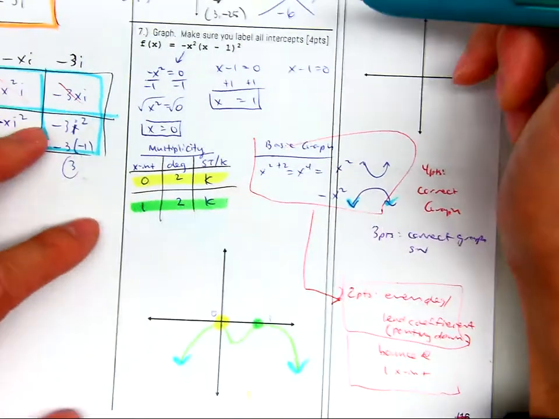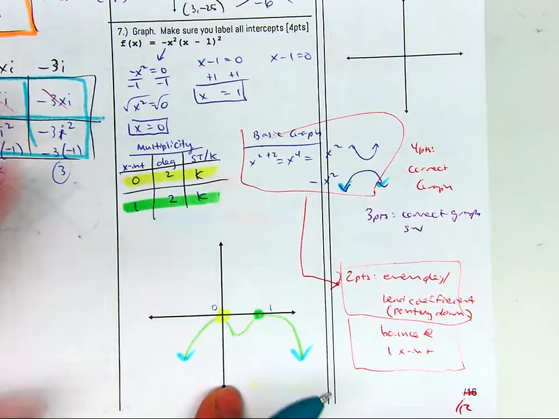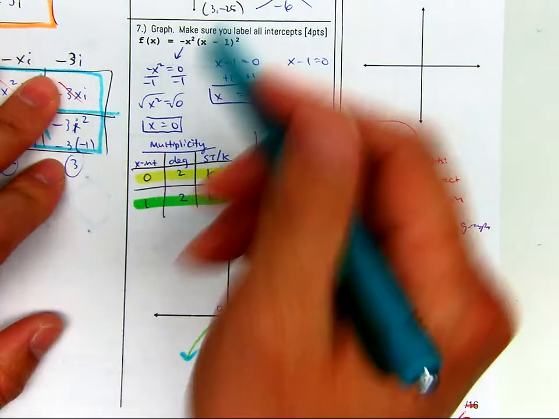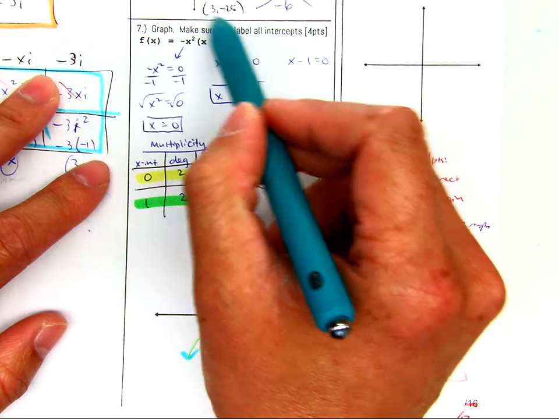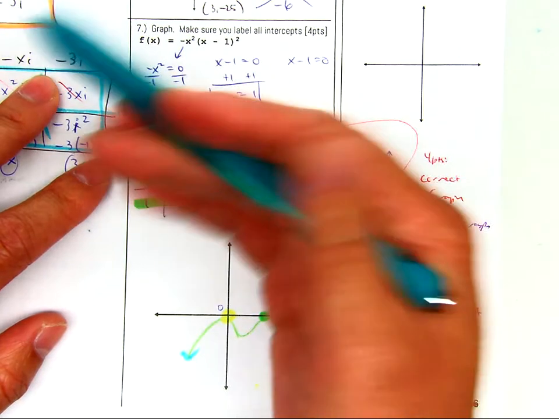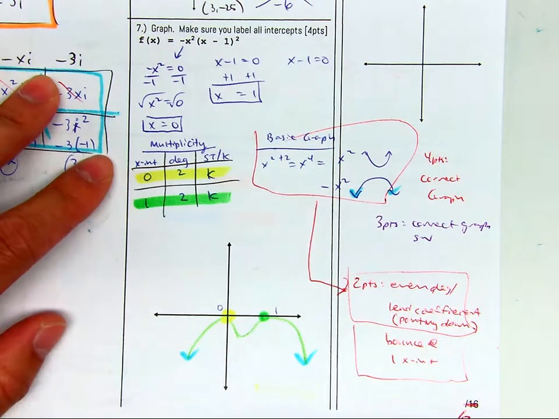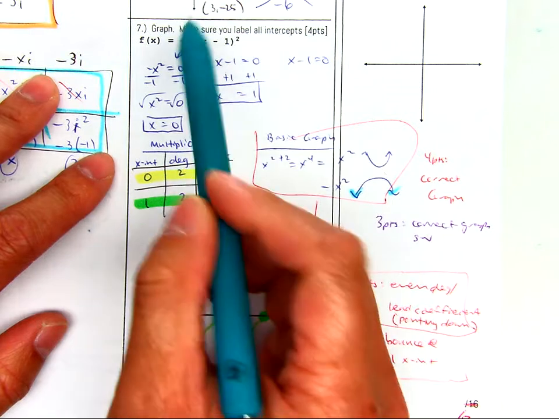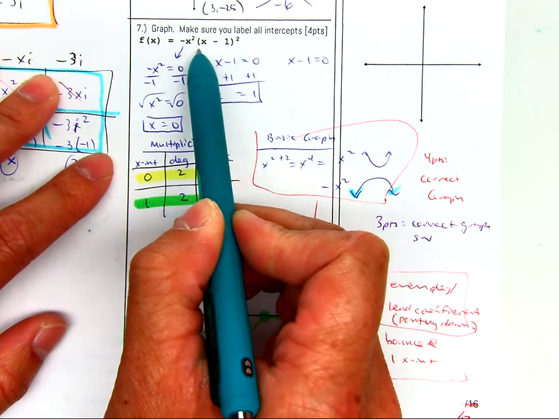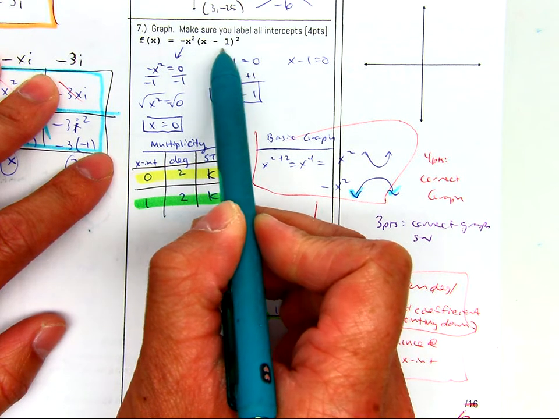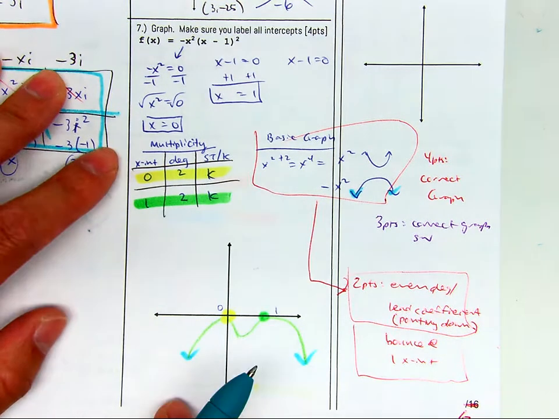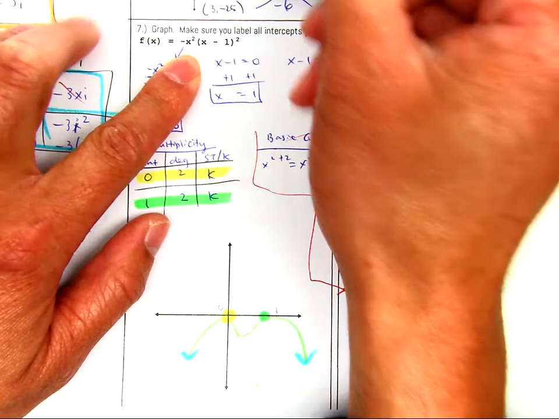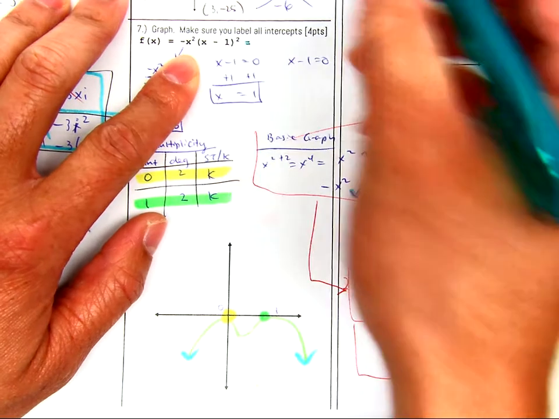Number 7. For number 7, I just took the question from the previous years, and I think I just subtracted an x, or I just changed the number or something. Graph and make sure to label all your intercepts. f of x equals negative x squared times x minus 1 squared. There's a couple of ways that you can actually transform the problem to make it a little bit more user-friendly if you didn't recognize it.